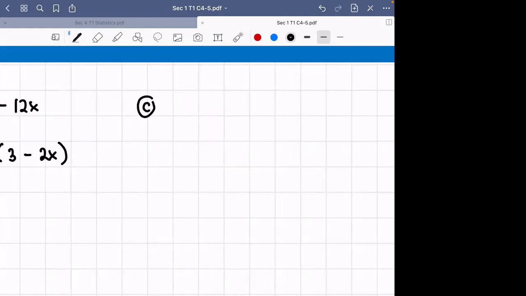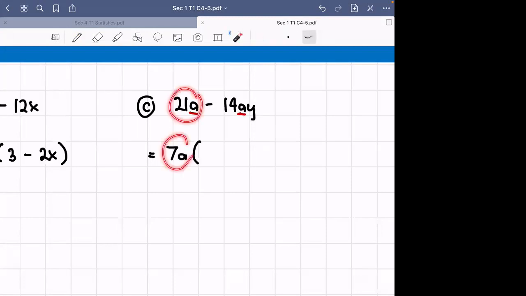Okay, so we have 21a minus 14ay. Okay. So look at the common factor. So 21 and 14 are both divisible by 7, right? That's their HCF. And also a, see? So 7a, that's your common factor. So let's divide each by 7a.